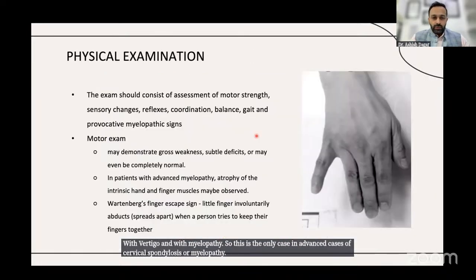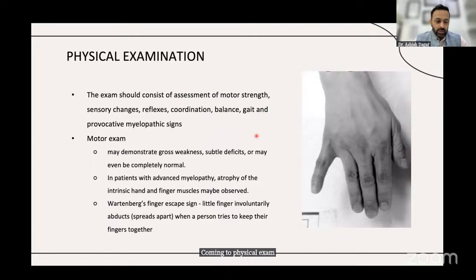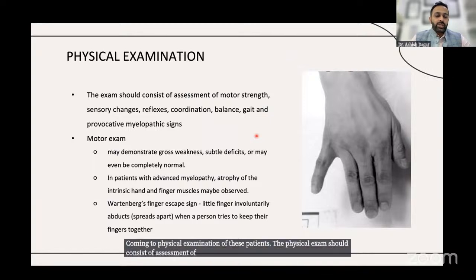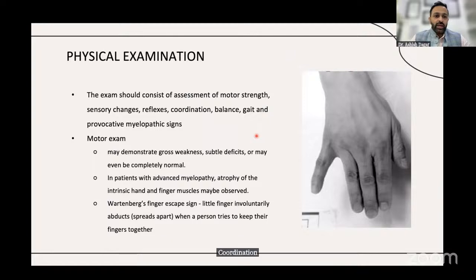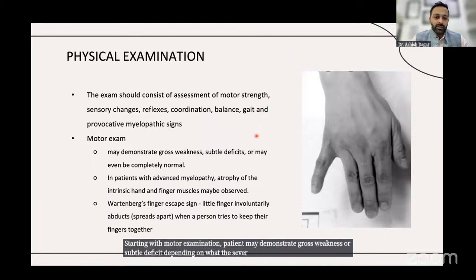Coming to physical examination of these patients, the physical exam should consist of assessment of motor strength, sensory changes, reflexes, coordination, examination of gait, and some particular signs. Starting with motor examination, the patient may demonstrate gross weakness or a subtle deficit depending on the severity of myelopathy. Or sometimes the neurological motor examination can be normal also.